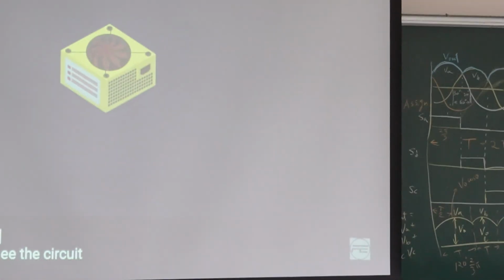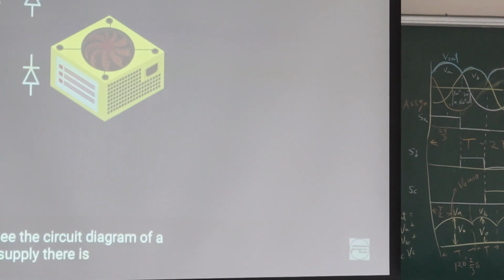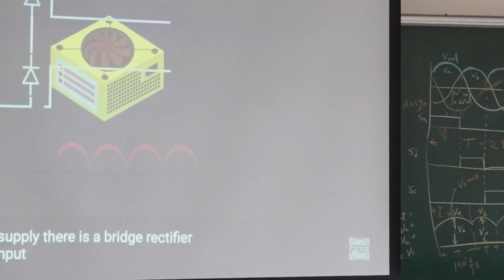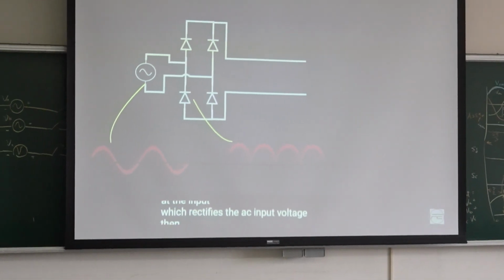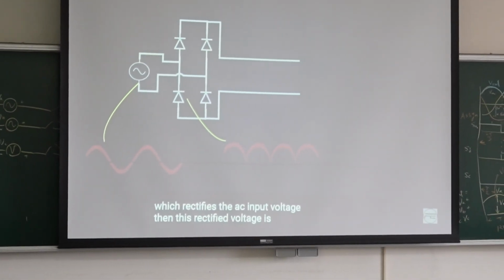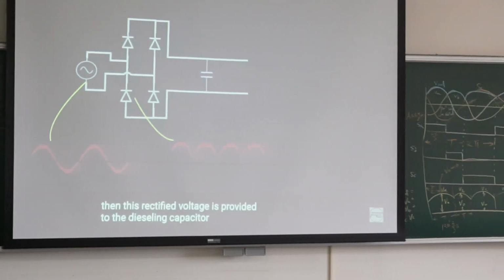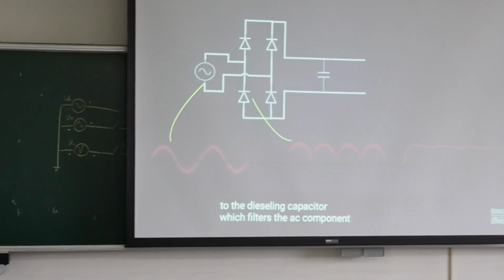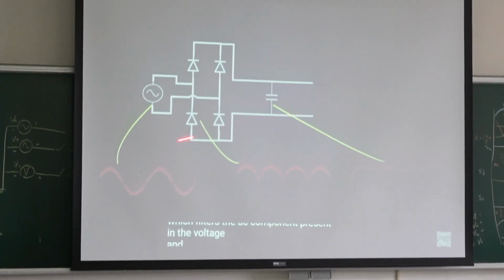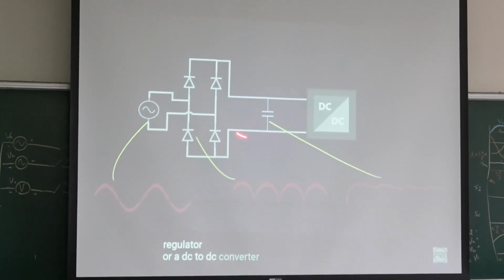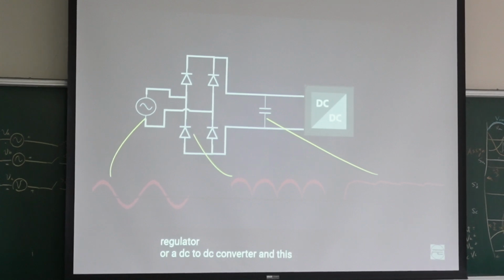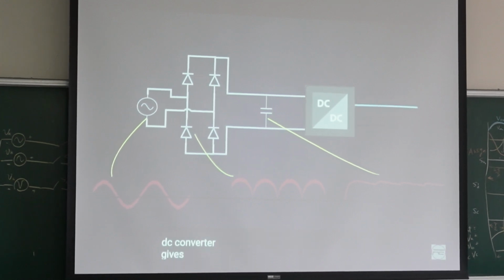If you see the circuit diagram of a power supply, there is a bridge rectifier at the input, which rectifies the AC input voltage. Then this rectified voltage is provided to the DC link capacitor, which filters the AC component present in the voltage, and passes the DC voltage to the regulator or DC to DC converter. And this DC to DC converter gives the required DC output.